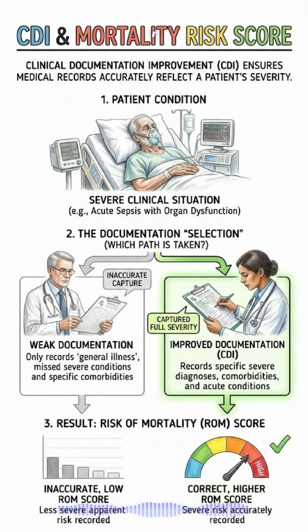19. How does clinical documentation improvement directly impact the risk of mortality score for a patient? Better documentation captures severe conditions, which correctly raises the expected risk of death score accurately. Hospitals use this score to show they take care of very sick and complex patient cases.